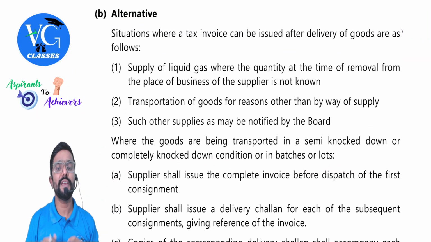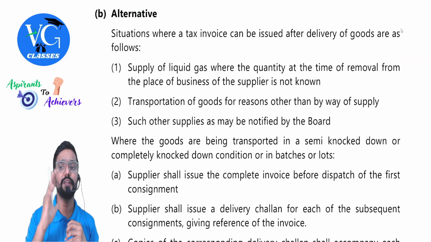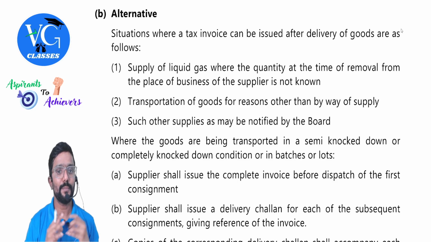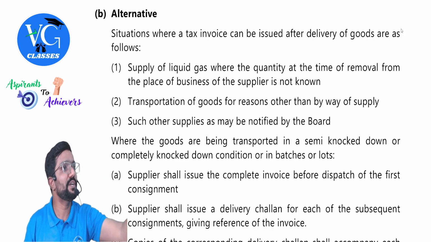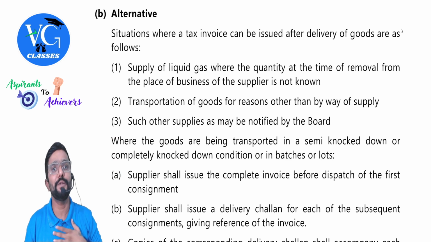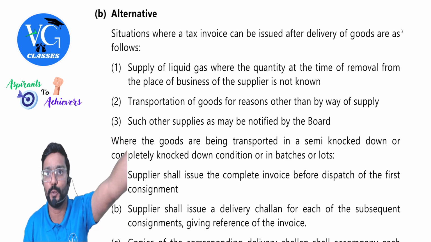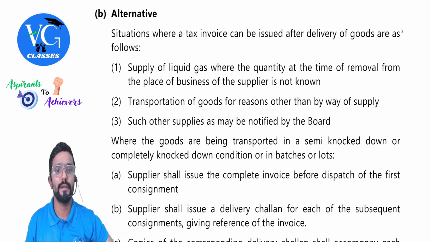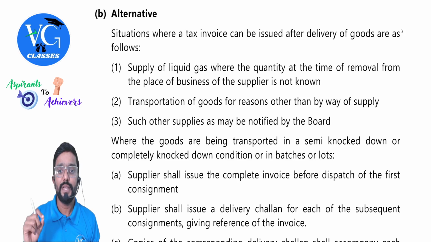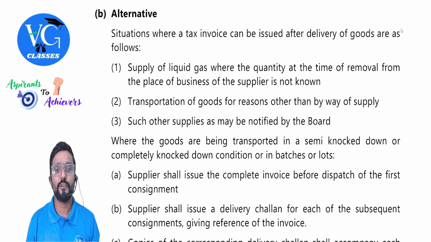Situations where a tax invoice can be issued after delivery of goods are as follows. Supply of liquid gas where the quantity at the time of removal was not known. It is a supply, but when I was sending it to you, I didn't know the quantity. When will I know the quantity? Only when it is delivered to you. So can I send it along with a delivery challan? Yes. Where the quantity at the time of removal from the place of business of the supplier is not known.